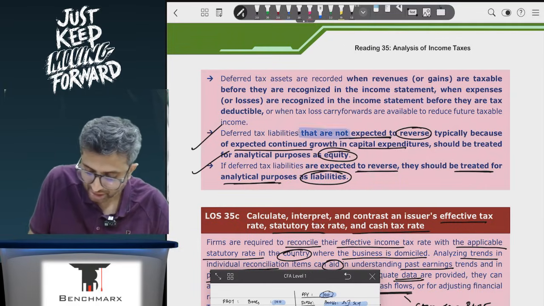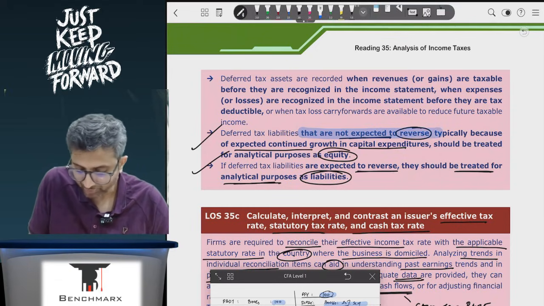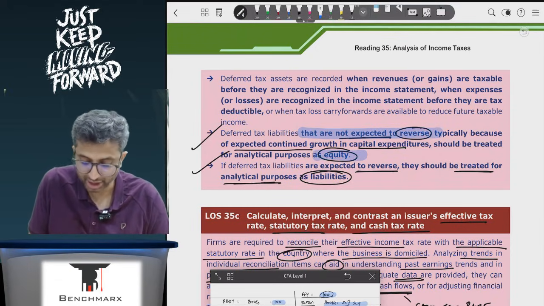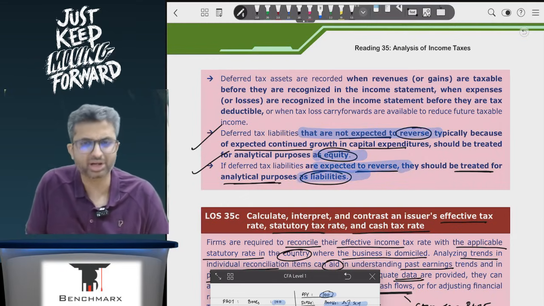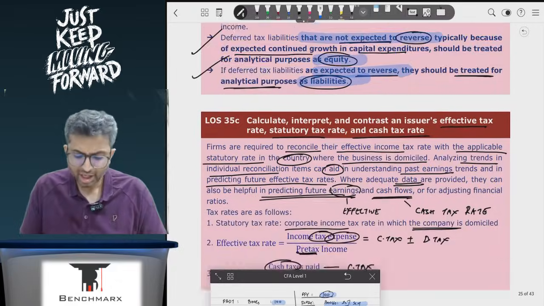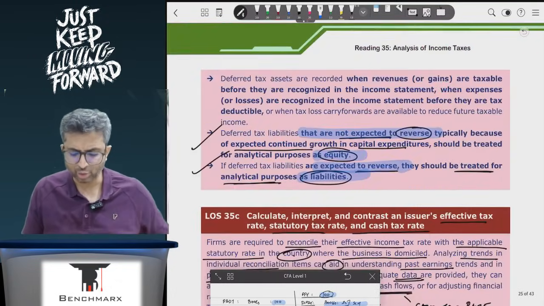So deferred tax liabilities that are not expected to reverse because of capital expenditure, etc., should be treated as equity, but if they are expected to reverse, then they will be treated as liabilities. Okay, then you have certain calculations and interpretations.